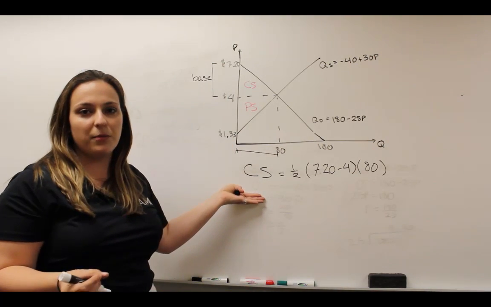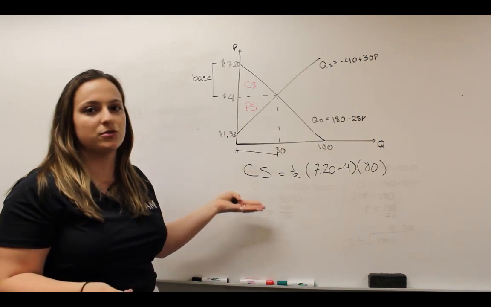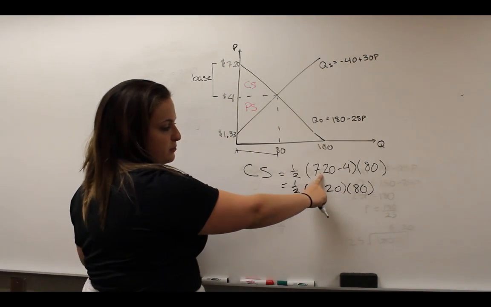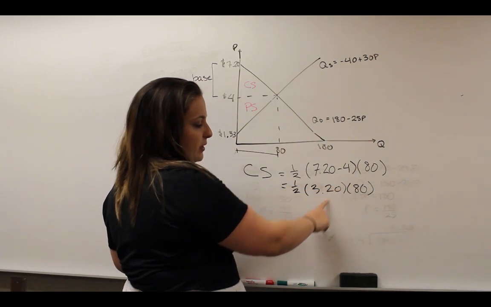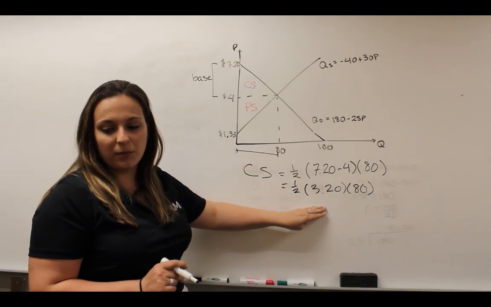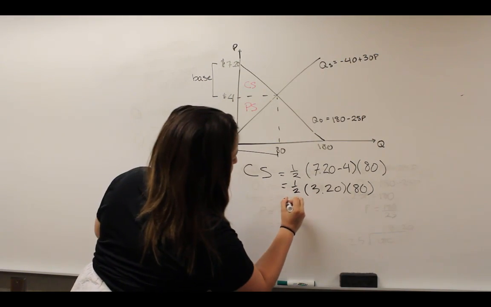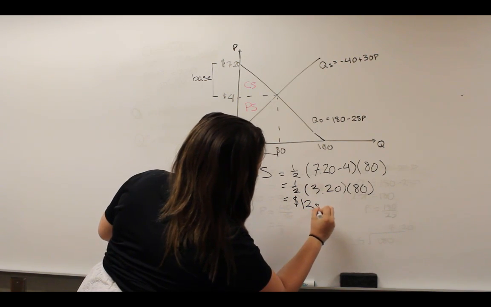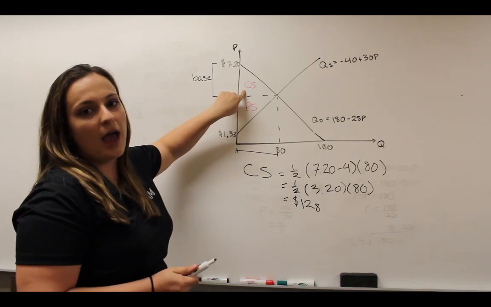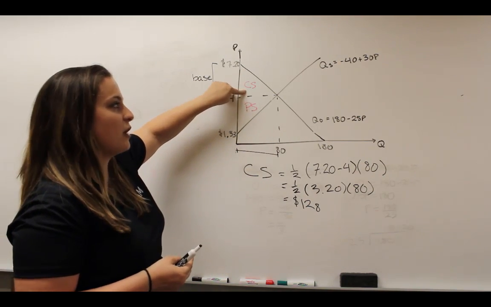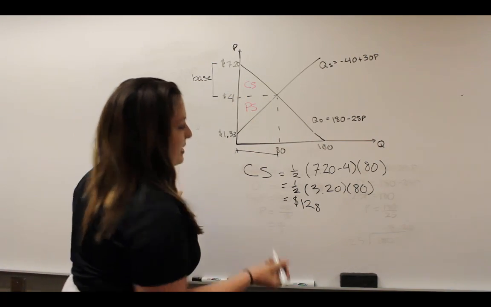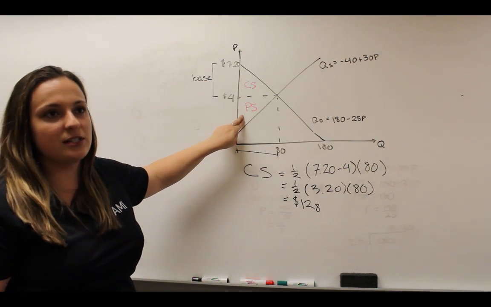The rest of this is just solving. There's no variables, it's purely just doing the math. You can use a calculator for this if you'd like. After we subtract 720 and 4, we get 320 times 80, and I'm going to use a calculator real quick. This reduces to our total consumer surplus of $128. So this 128 represents the area of this triangle, and likewise the area of this triangle has a monetary representation, which is $128. Now, to find producer surplus, we're going to do the same thing.